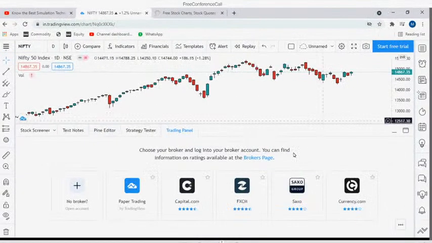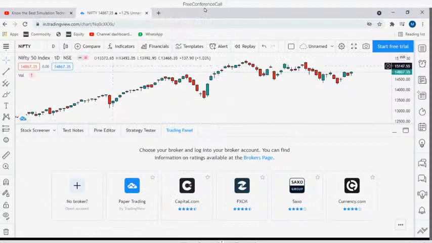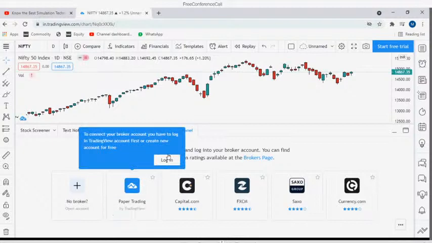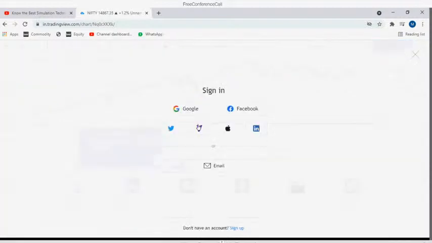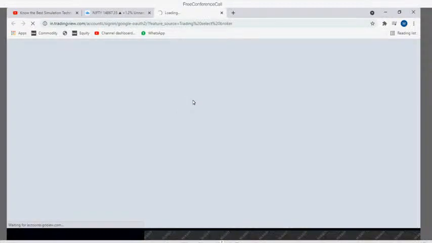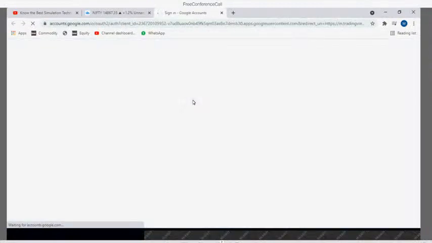When you register yourself in TradingView, you'll get something like this. You'll get many options, but we are interested in learning simulation trading, so we'll go with this option: paper trading, connect. Just use your login ID. I'm using my Google ID. Since I have already registered, it is asking me for the ID, which I'll enter, and I will log in.